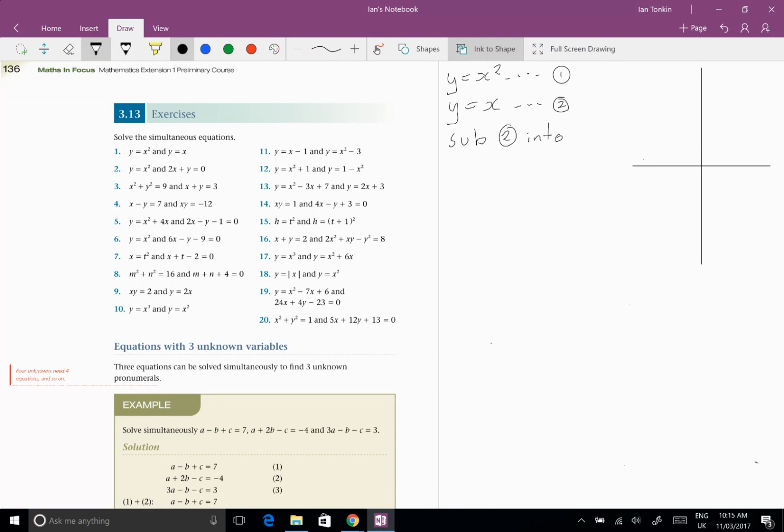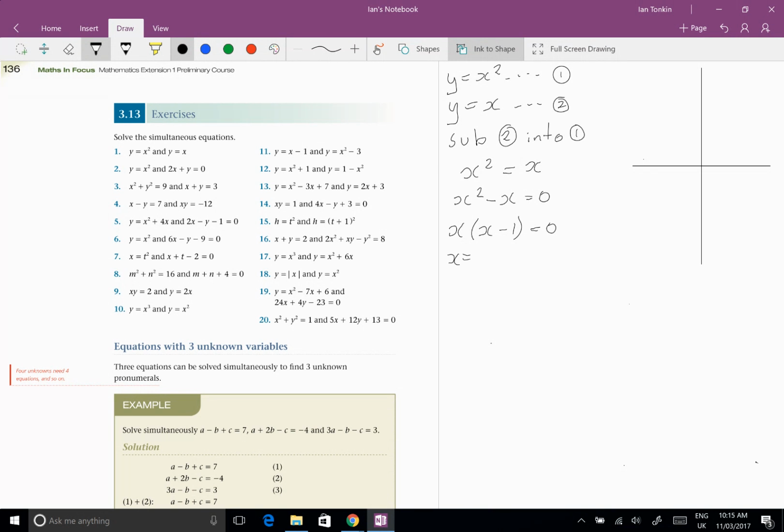into equation number 1, and we'll get x squared equals x. It's pretty easy, they both equal each other, and we'll pull that x over. We'll get x squared minus x. We'll factorise that. And from there, because we factorise it and it equals 0, we'll get our two solutions.